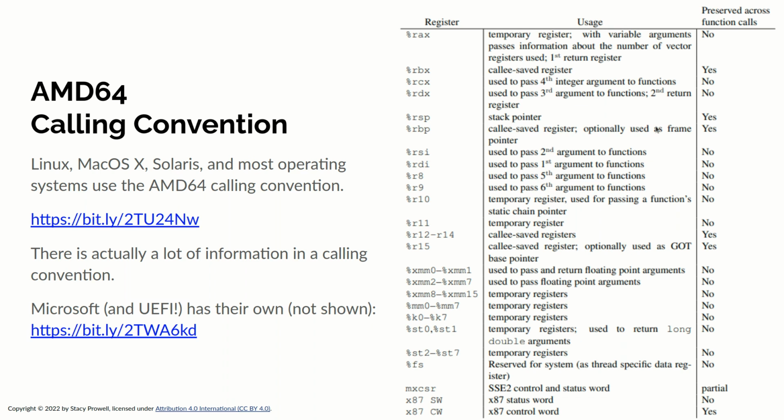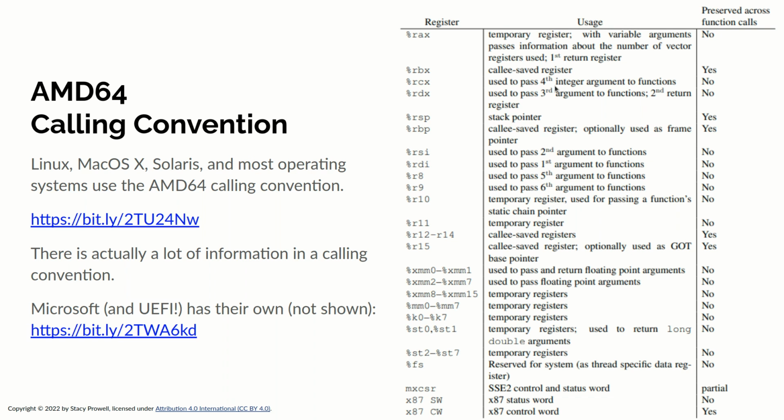Now we come to some interesting stuff here. RSI, RDI, all these. No. Now there's information in here that might be worth reading, so let's dig into this just a little bit. RDI is used to pass the first argument to functions. Interesting. RSI is the second. RDX is the third.